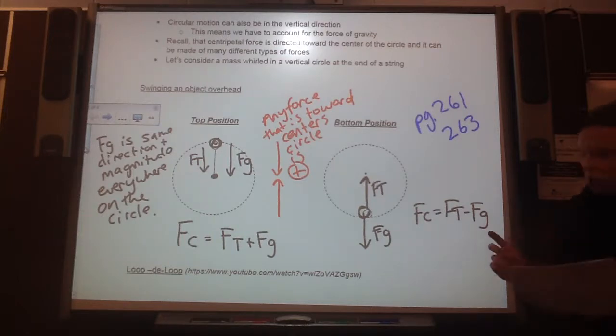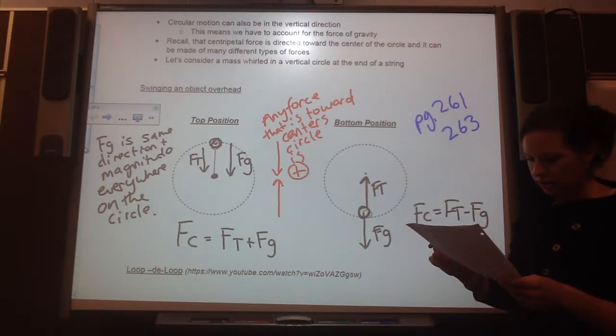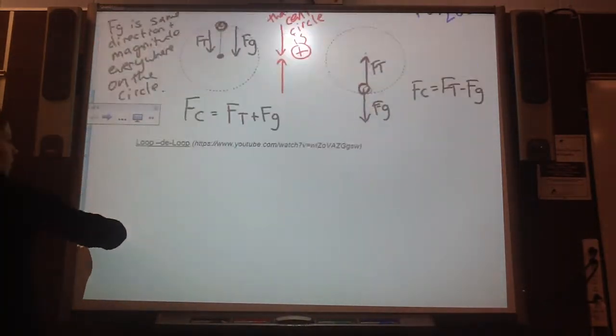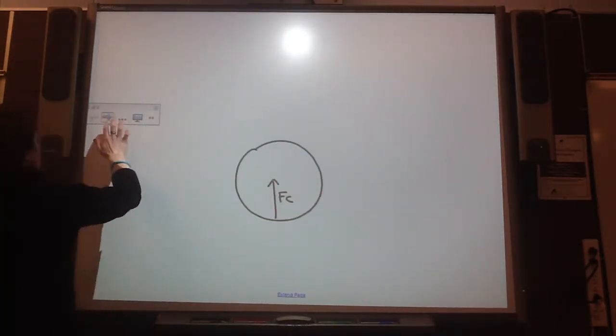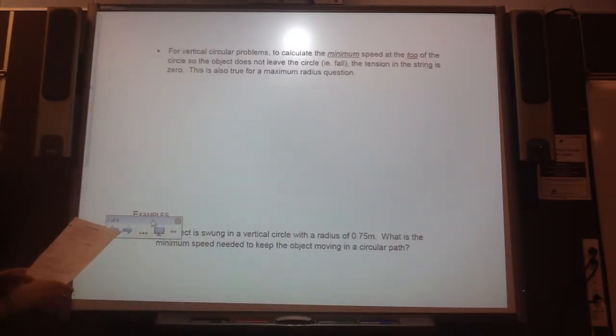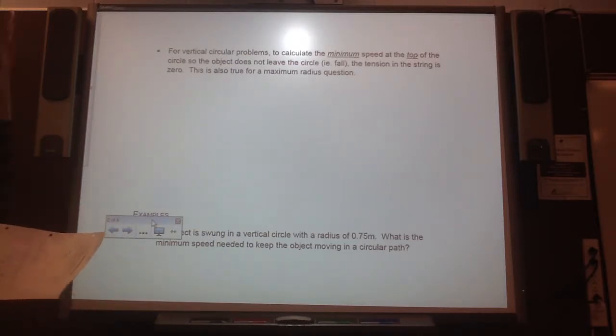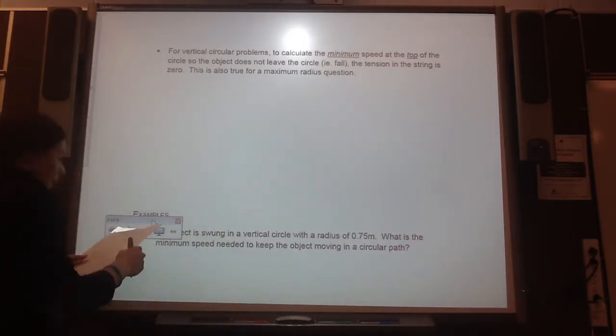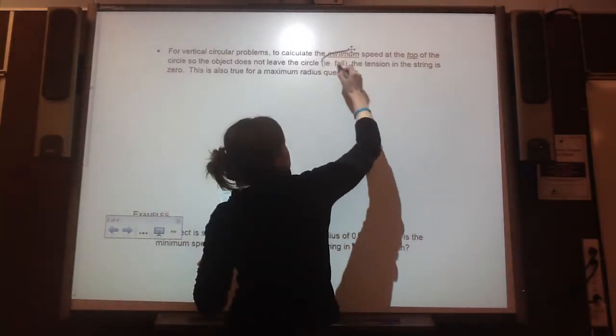Okay, next I want to, oh, you guys have this next one. So, for vertical circle problems, this is your next part there. For vertical circle problems, to calculate minimum speed at the top of the circle, so the object doesn't leave, so doesn't fall, the tension needs to be, well, we set it to 0. This is true for maximum radius questions also, because this is looking just for minimum.